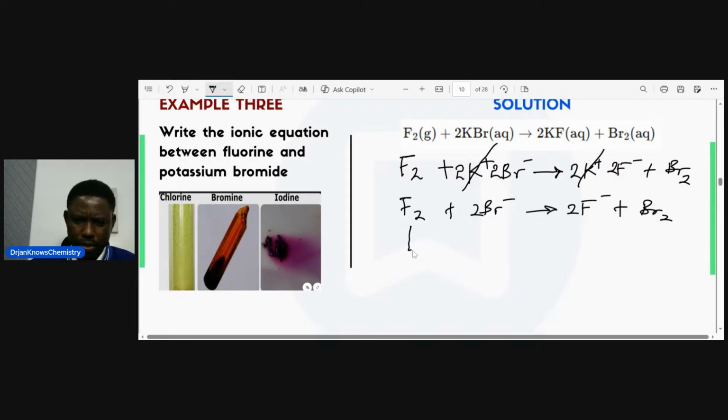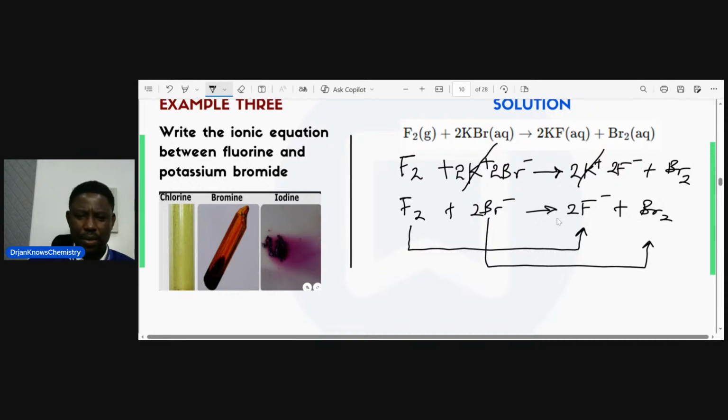I want to know the species that is oxidized and the one that is reduced. So let me pull this apart. It's just like Br goes to Br and all that. I didn't do any special thing there. So we have F2 going to 2F minus.